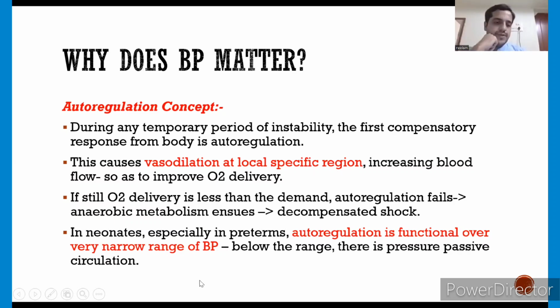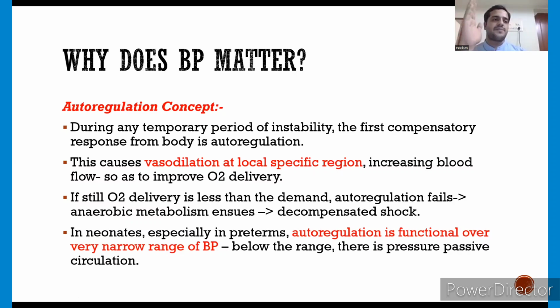Okay, so in neonates, especially in the preterms, the main problem is कि auto regulation is functional at a very narrow range of BP. Just to give an example, this auto regulation thing is there in us also. In adults also we have auto regulation which is very active. तो हमारे में क्या होता है कि the auto regulation range is very wide. So our auto regulation range is from a BP of 50 mmHg up to 150.